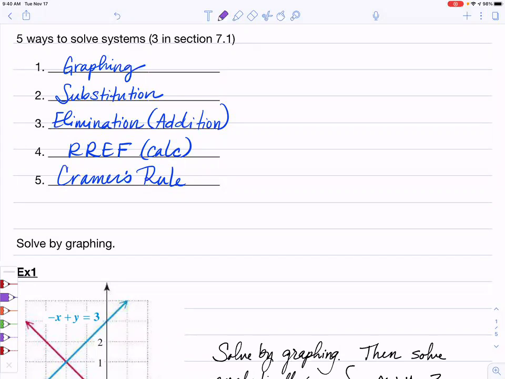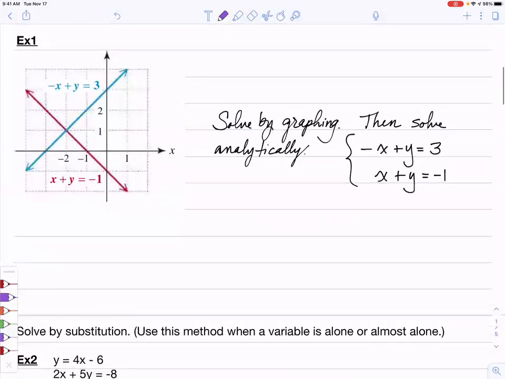The 4th one, the RREF, this is all going to be done in the calculator, and this will be in section 7.3. And then the 5th one, Cramer's rule, this will be after the test. This is 7.6. Okay, Cramer's rule will be on the final exam, but it won't be on this test, because I'll cover that after Thanksgiving.